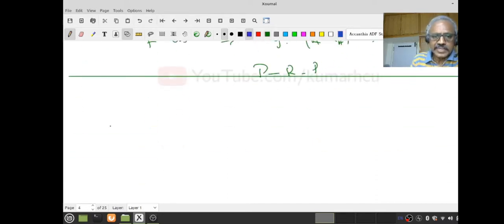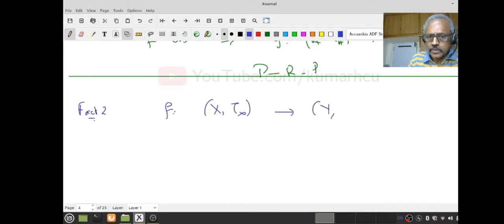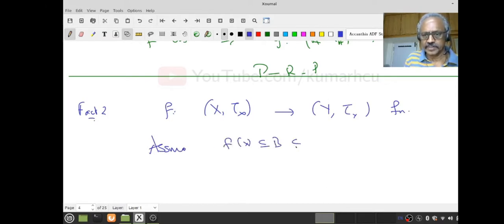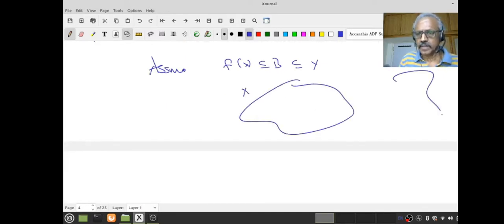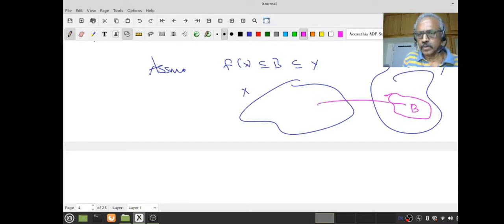Now I want to look at the second fact. Now let F be a continuous function from X to Y. Okay, this is just a function. Assume f of X is contained in B, where B is a subset of Y. So let us have a picture. This is my X and this is my Y and this is my B. So my f of x, for any x in X, always lands in B.